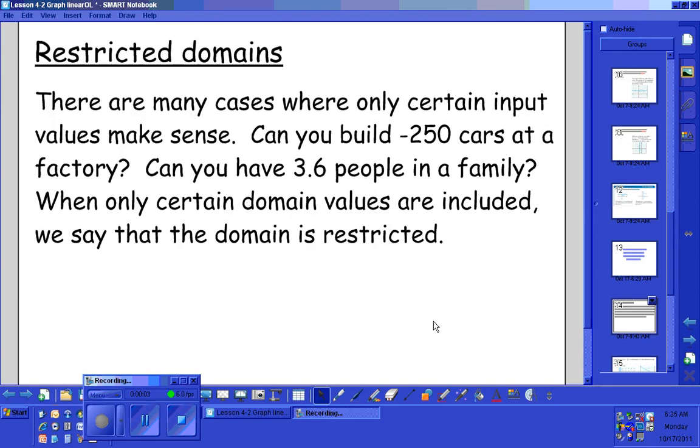Finally, let's talk about some real-world applications. First of all, we'll talk about restricted domains. There are a lot of cases where only certain numbers are really reasonable. For example, negative 250 cars being built at a factory is not a reasonable number.